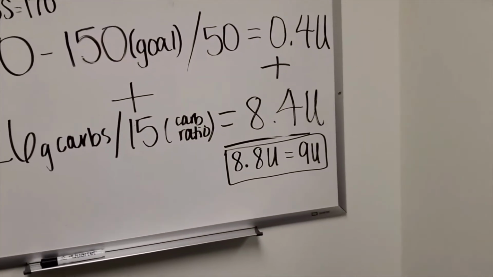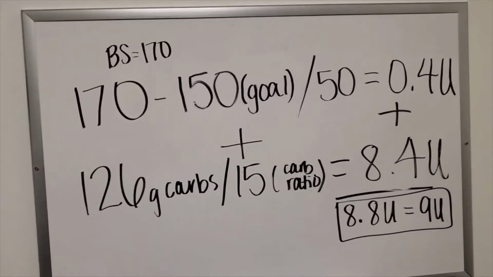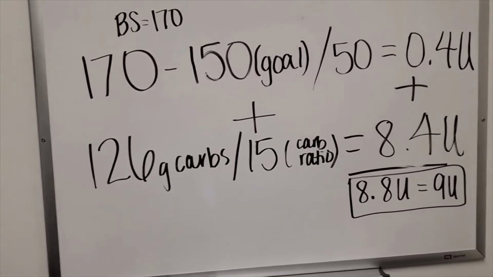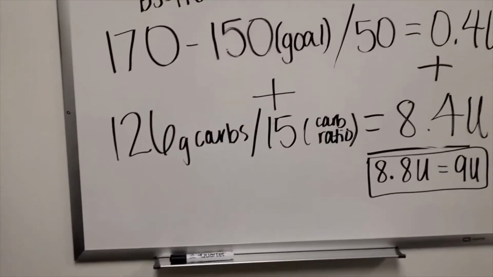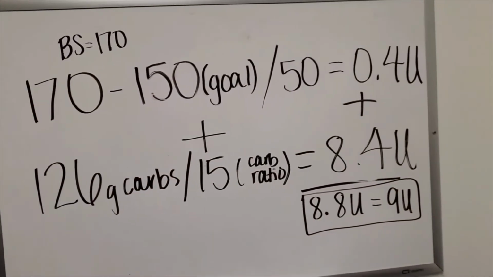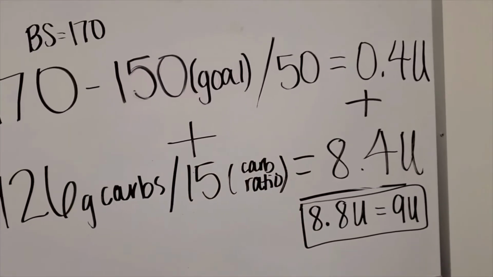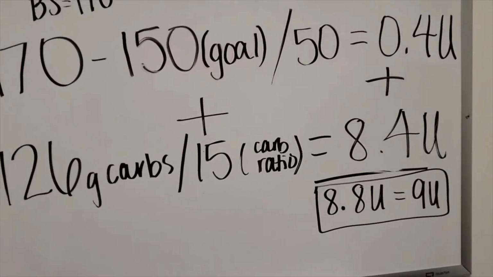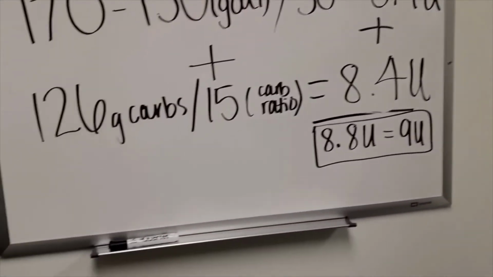Okay, so on the board here I wrote this patient's numbers. Let's say the patient's blood sugar was 170. The goal is 150, which I have right here. So you're going to take your blood sugar that you have now minus your goal, so 170 minus 150, divided by 50. 50 is your correction factor. Whenever you see your hypoglycemia correction factor, that's what that's going to be. You do that calculation, and it comes out to 0.4 units.